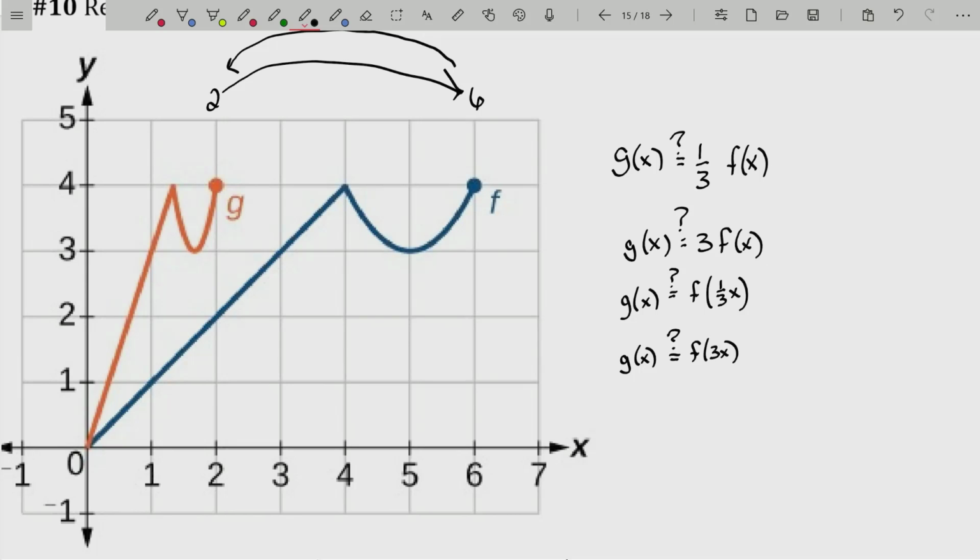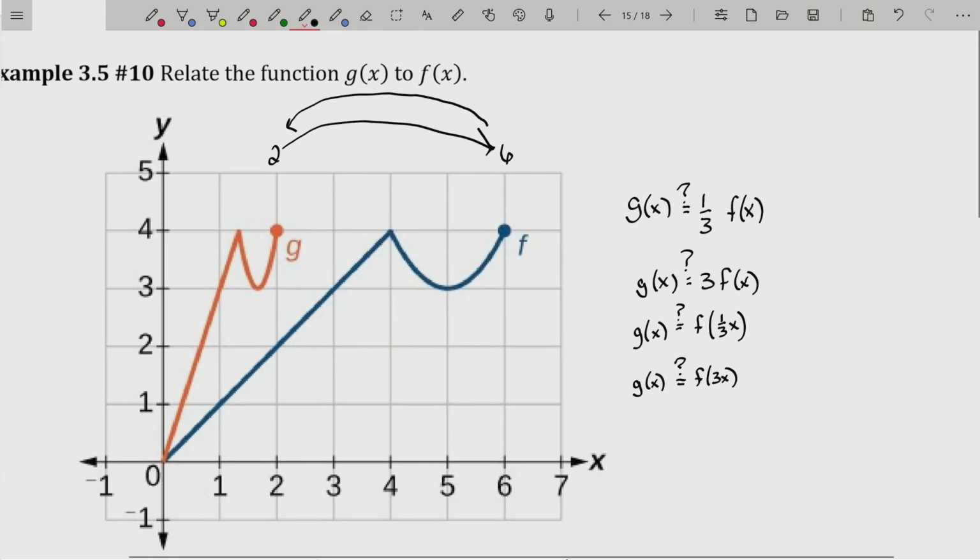If g of x was 1/3 f of x, it would look like this. All the y values would be 1/3 what they normally are. So it'd be something like this. What's that, 3? So it'd go down to 1. It'd be something like that. That is 1/3 of f of x. All the y values are 1/3 of what they were originally. And that's definitely not what g looks like. So we can get rid of that. That's not what we're looking at.